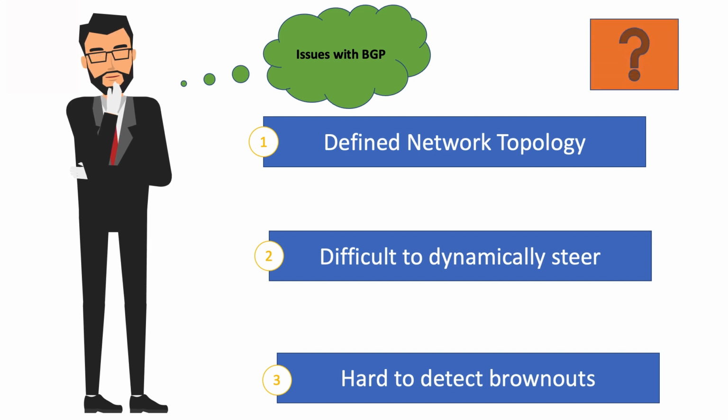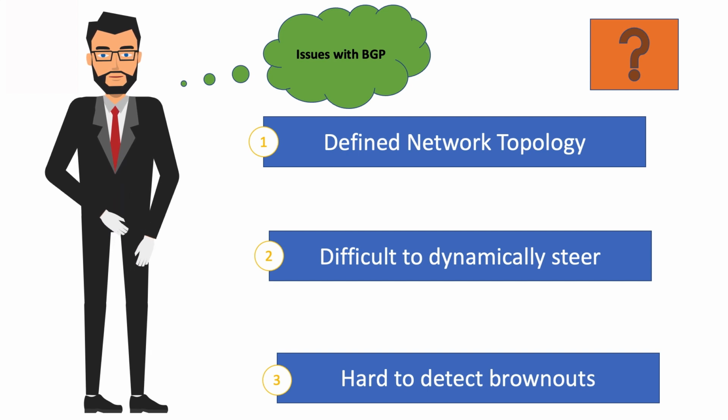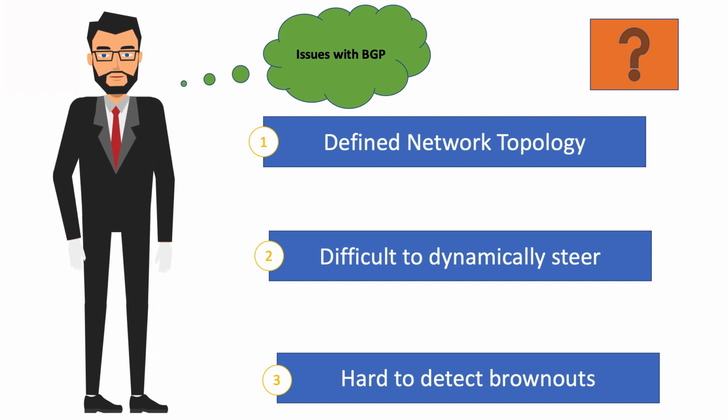Also, what about detecting brownouts? Now, blackouts are easy to detect. They're either up or down, but a brownout is a different type of failure and means different things to various applications. So we know that voice traffic is sensitive to latency and jitter. So if there is a brownout, we want this traffic to move to a better path as soon as possible.